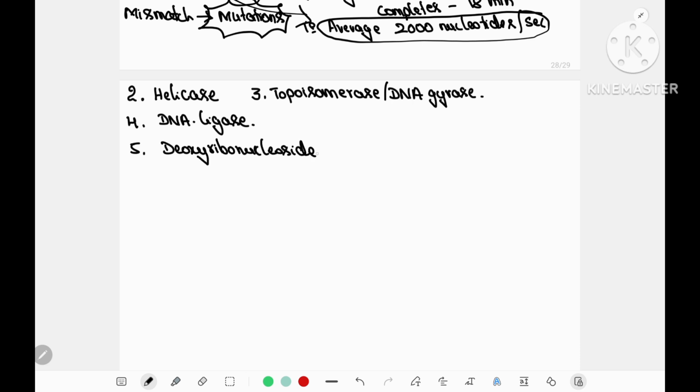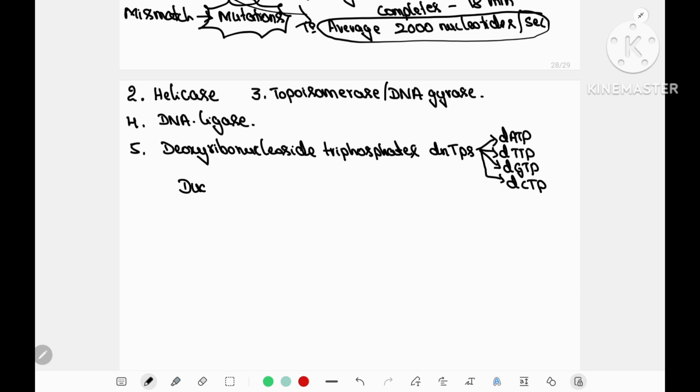And another raw material for the process of DNA replication are deoxyribonucleoside triphosphates. They are otherwise referred to as dNTPs. Here it refers to deoxyadenosine triphosphate, deoxythymidine triphosphate, deoxyguanosine triphosphate and deoxycytidine triphosphate. These are the raw materials for the process of DNA replication, and these are found to serve a dual purpose. So this could be important for 2 marks.